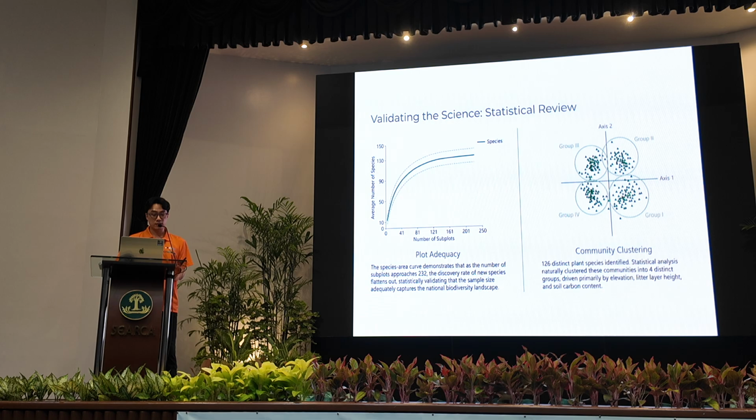Through the survey, we identified 126 plant species. Statistical analysis clustered these communities into 4 groups. The grouping is driven by elevation, litter layer height, and soil carbon content.